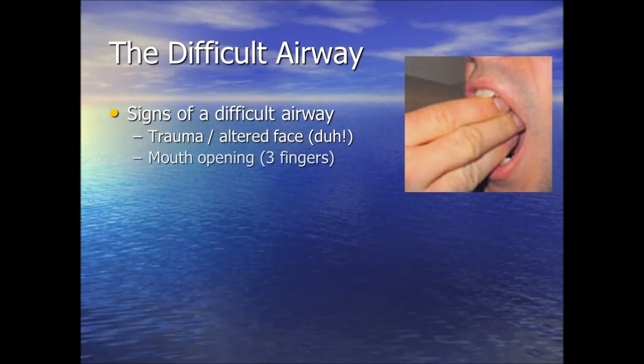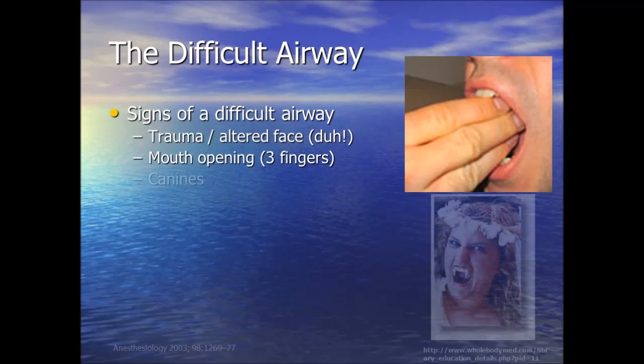So another one is how big can they open their mouth? And so the way we figure this out is you take 3 of the patient's fingers. And if you think that you can get 3 of the patient's fingers by opening their mouth that much, then there's probably enough room that you can get one of your devices in relatively easy. Some people can't open their mouth that big. And so that's going to be a difficult airway.